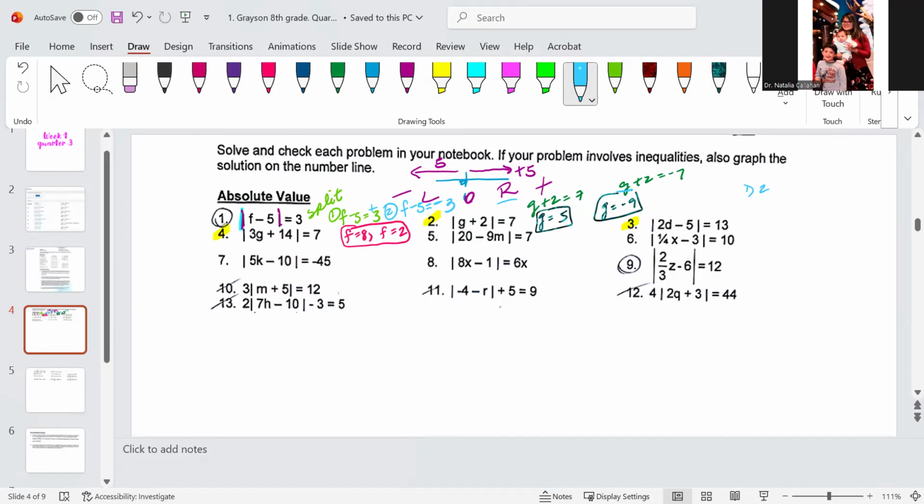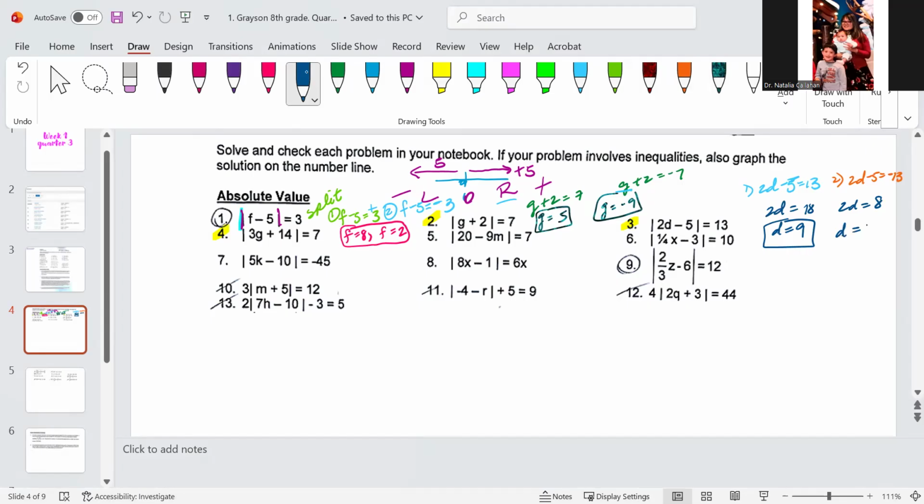This one, the first one is 2d minus 5 equals 13. The second one is 2d minus 5 equals negative 13, correct? So 2d equals 13 plus 5, which is 18. 18 divided by 2 is 9. Negative 13 plus 5 is going to be negative 8, right? Negative 8 divided by 2 is negative 4. That's okay. So now that you're done with that, I want you to go ahead and work on 4, 5, and 6.